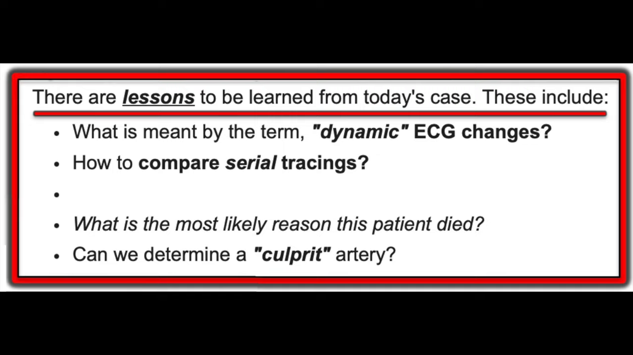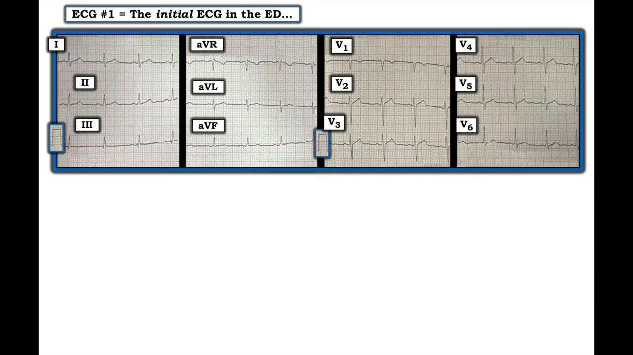Last point, can we determine a culprit artery? Again, this is subtle. This is a non-specific ECG, but this shows changes, that straightening and taller T-wave. It shows it in the anterior leads. That's the LAD distribution. So I would say this is a probable LAD OMI, acute LAD occlusion. And again, not diagnostic, absolutely, but given that history, this patient needs to go to the cath lab as soon as possible until you can prove otherwise. I suspect they would have found acute occlusion of the LAD.